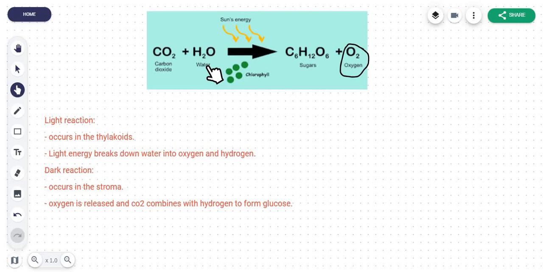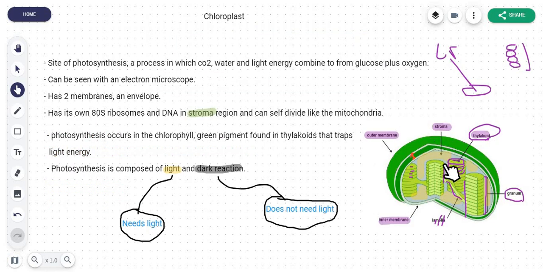So the water molecule is separated into hydrogen and oxygen. Both become separated. They're no longer a compound, they're individual elements. Now the oxygen is released, as you can see here, through the stomata of the leaves, so that we can breathe. And then comes the dark reaction. The dark reaction occurs in the stroma. Just to remind you what the stroma is, it's this space here, remember, the stroma and the thylakoids, which contain the chlorophyll.